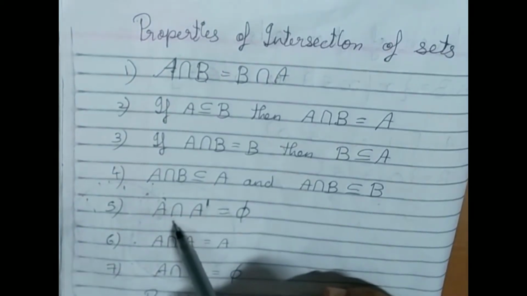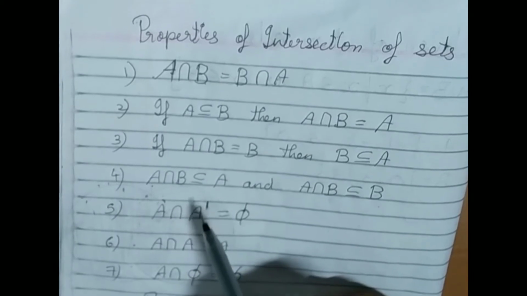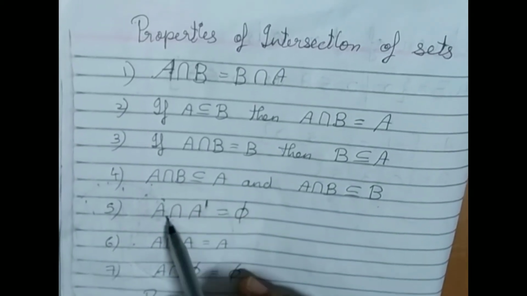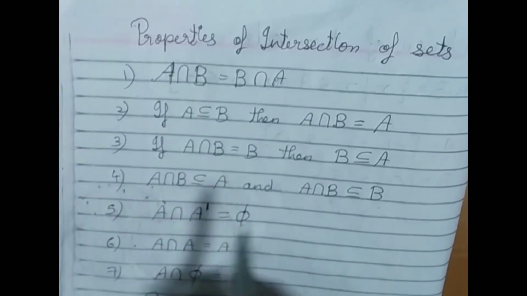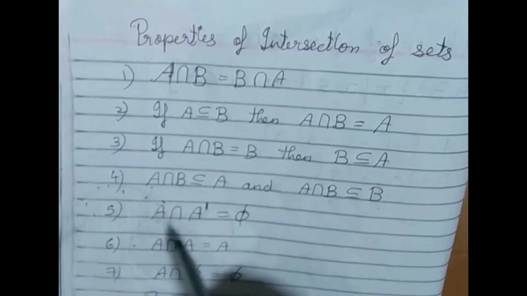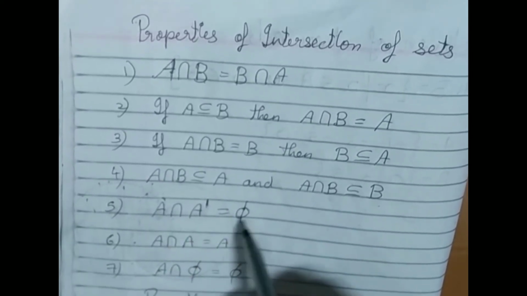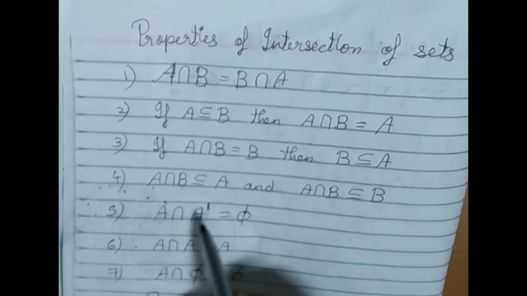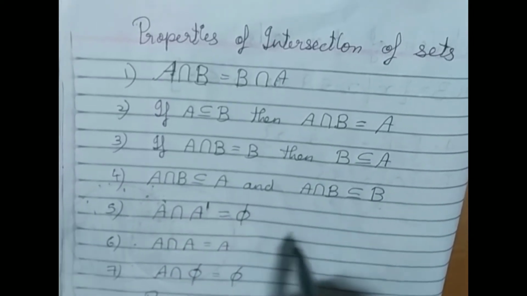Fifth property, A intersection A complement. A complement means elements which are not in A, right? So if we take the intersection of A and A complement, what will we get? There will be no element common in A and A complement. The intersection of these two sets will be the empty set. That is why A intersection A complement equals empty set.